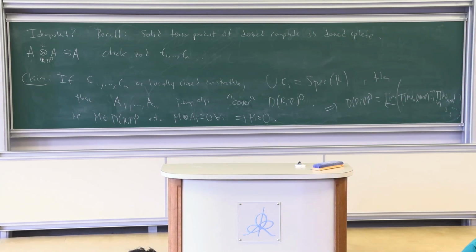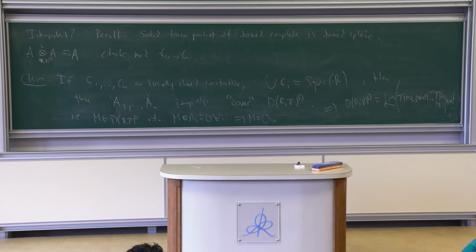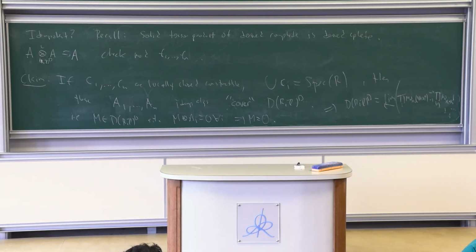Anyway, the basic idea of the proof is that it suffices to show that R is generated by AI modules for varying I.